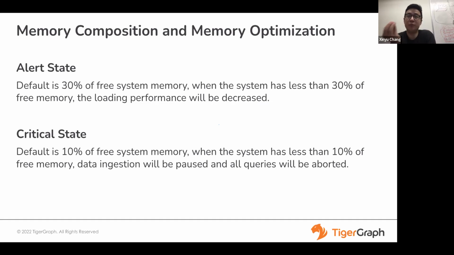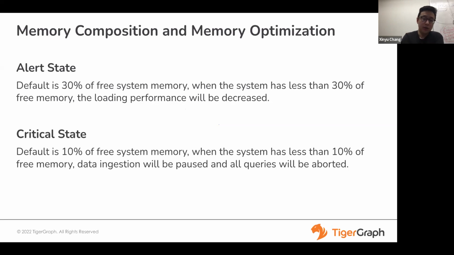Usually it's the normal state. We don't have to mention that; it just handles everything normally. And we also have the alert state and the critical state. The alert state is triggered by default at 30% of free system memory. When the system has less than 30% of free memory, it will enter the alert state, and during the alert state the loading performance will be decreased to prevent overuse of memory. Then when the system has less than 10% of free memory, it will enter the critical state. The critical state will abort all the loading jobs and queries in order to prevent the system from crashing.